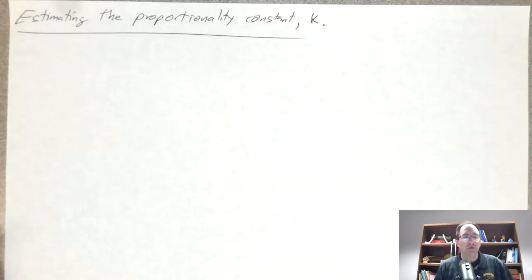Hello. In this section, we've been talking about proportionality as a mathematical tool for the modeling process. And in this video, we're going to work through an example where the proportionality constant is not actually constant. So what do we do in a situation like that?